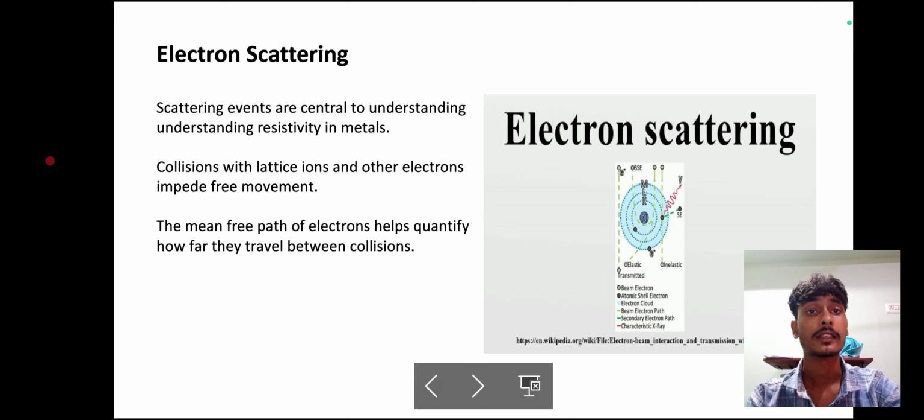Electron scattering. Scattering events are central to understanding resistivity in metals. Collisions with lattice ions and other electrons impede free movement. The mean free path of electrons helps quantify how far they travel between collisions.